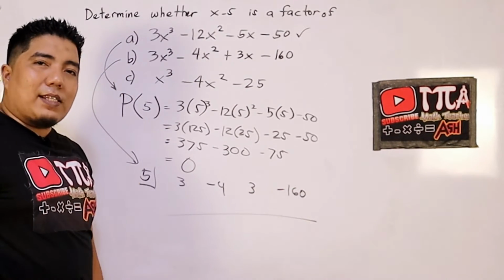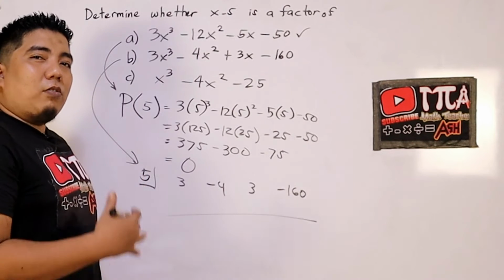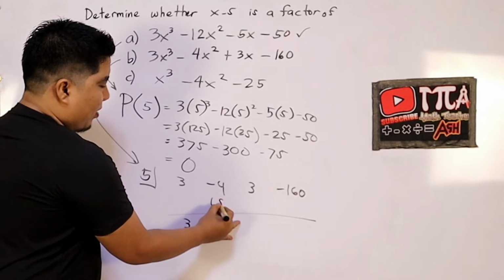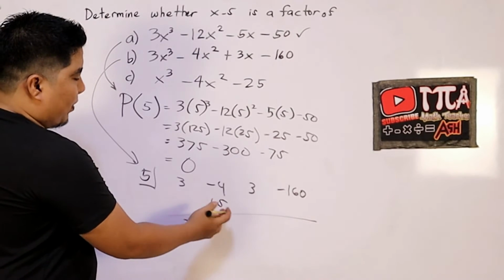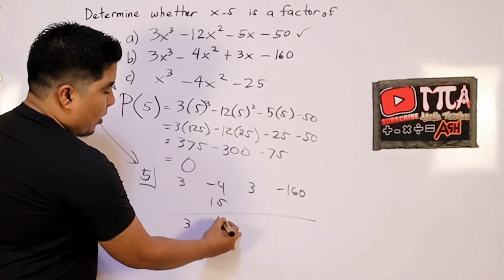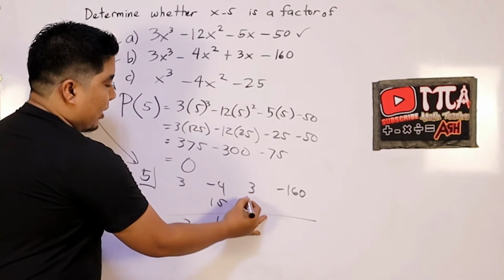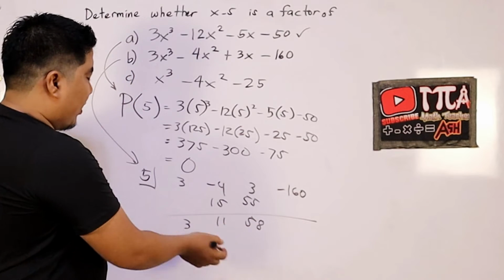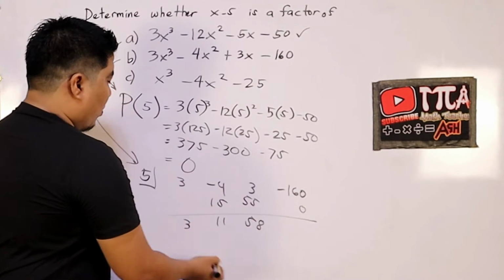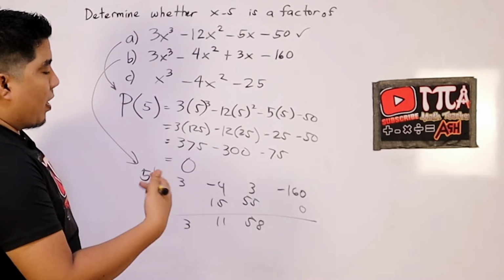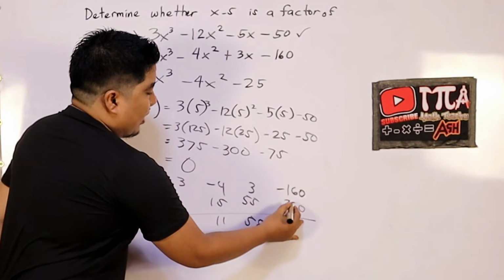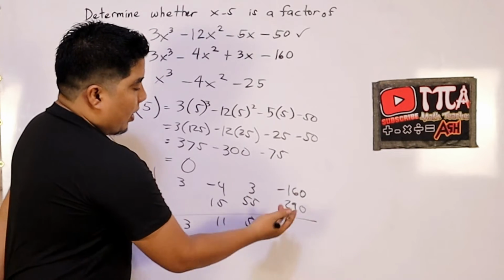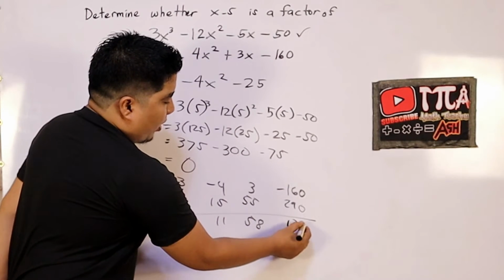Okay, so we apply the synthetic division. Bring down, multiply, then add. Bring down, multiply. Okay, so 3 times 5, 15. Then add. So that is positive 11. 11 times 5, that is 55. Then add, we have 58. So 58 times 5, that would give us 290. 5 times 5, that is 25. Plus 4, that is 29. So basically, this cannot be cancelled with each other. And the answer for this is positive 130.